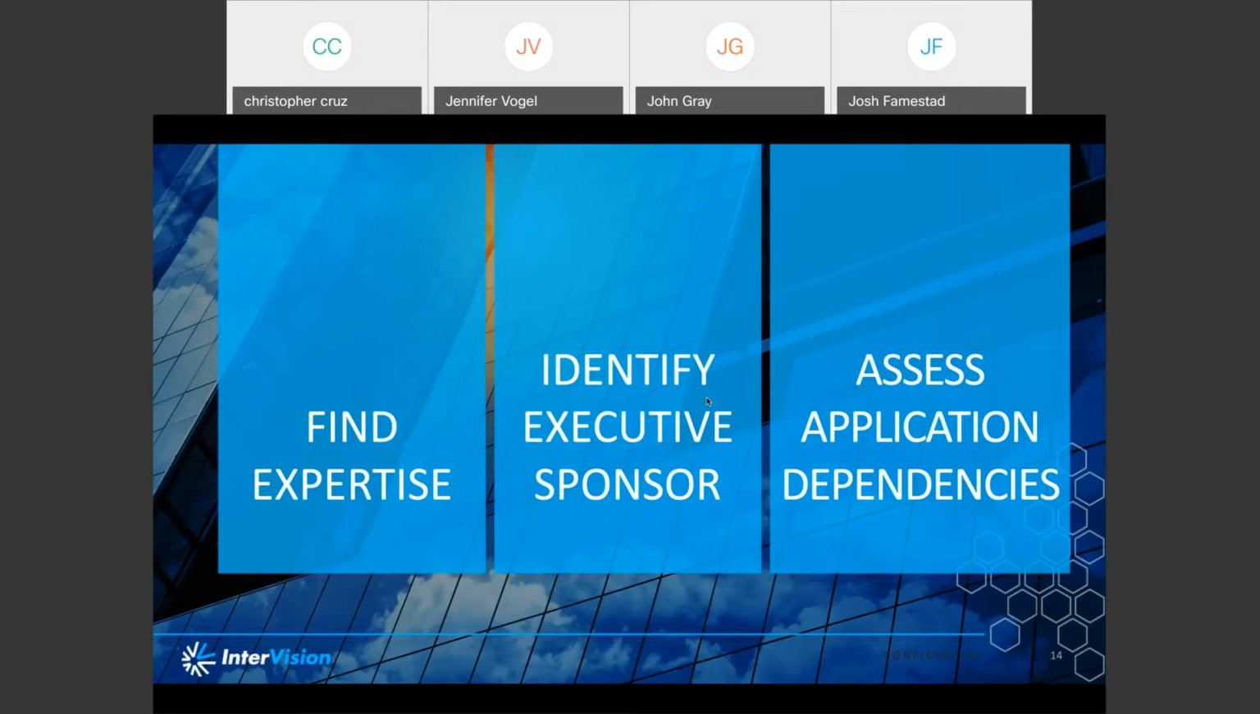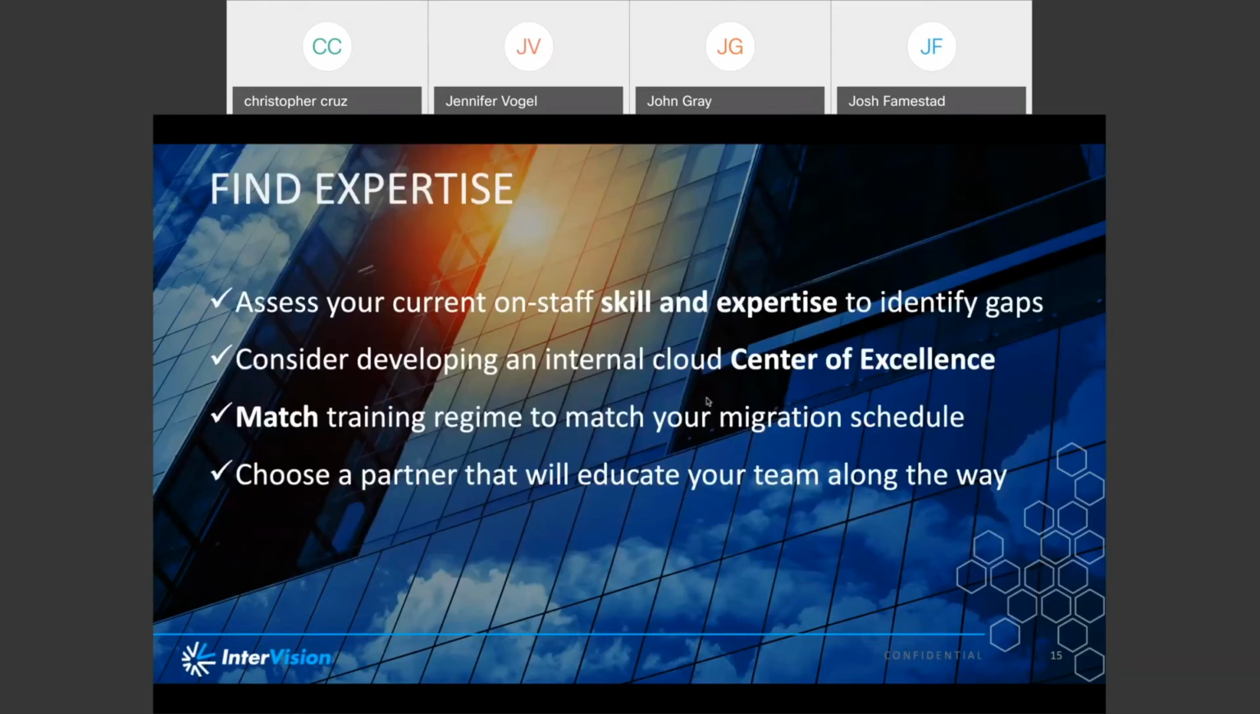So let's talk more about the expertise. Again, the way I look at this is coming in early on the project. How do we assess the skills of the people we have?